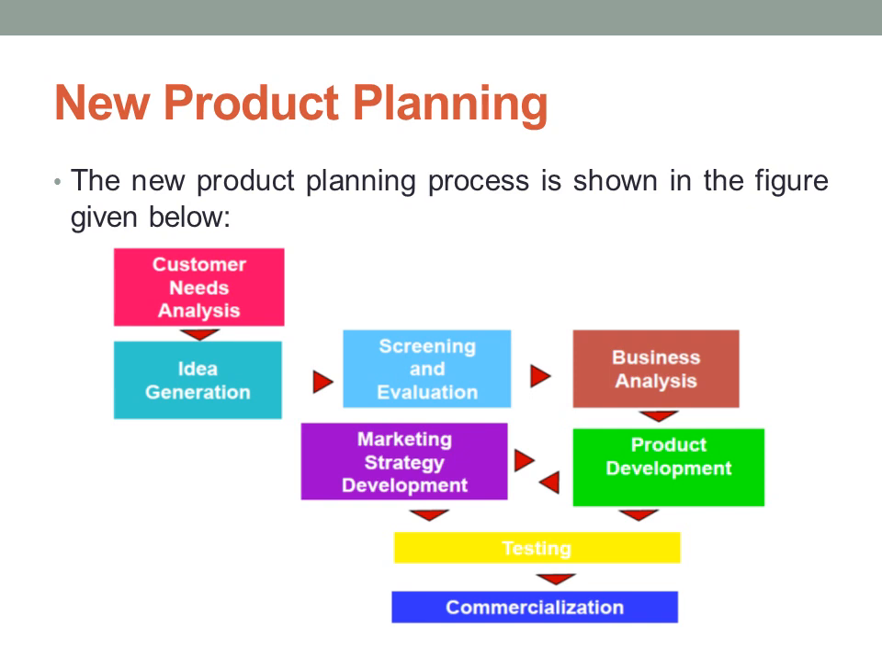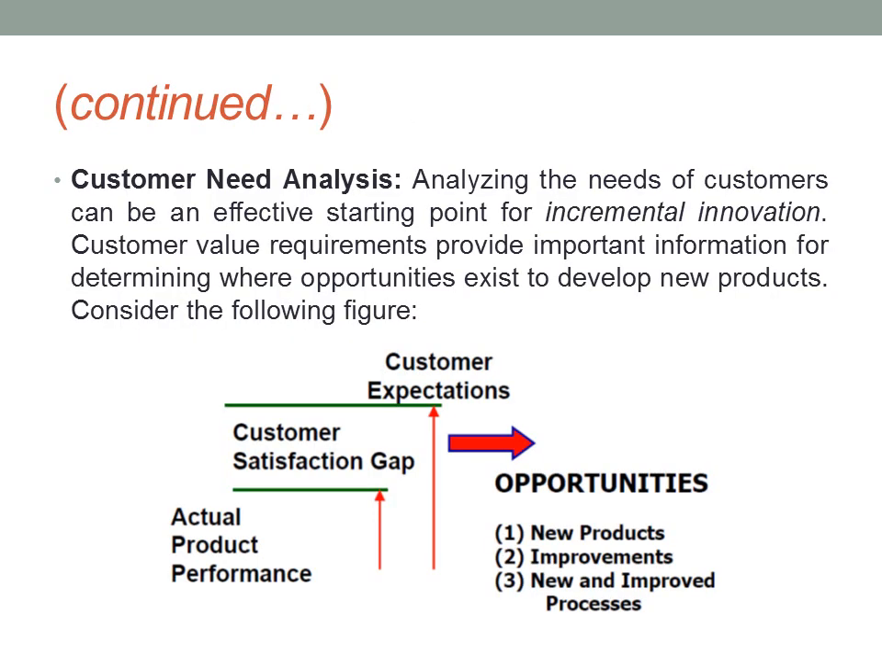New product planning is mainly an 8 steps process. Number 1, customer needs analysis. Number 2, idea generation. Number 3, screening and evaluation. Number 4, business analysis. Number 5, product development. Number 6, marketing strategy development. Number 7, testing. And the last one is the commercialization. So these are the 8 steps of developing a new product planning. We are going to start with the very first one, that is the customer needs analysis.